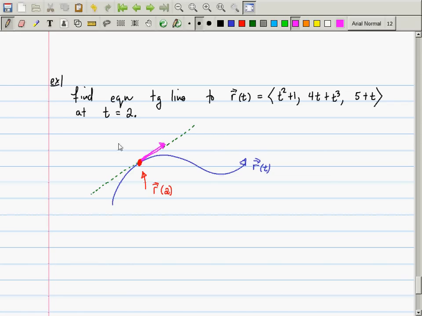So I'll say that m is equal to the velocity evaluated at 2. And this is the point that we want. P. Or no, I called it B when we first were talking about lines. B is equal to R evaluated at 2. So then now, just having a quick look at a sketch, this should be a pretty straightforward problem. B is what you get when you plug in 2.